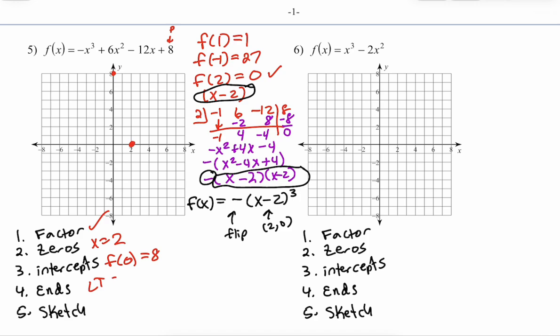The lead term is negative x cubed, which makes my left end go up and my right end go down. Always compare the power. If it's even, it acts like a parabola. If it's odd, it acts like a cubic. So if we sketch it, oh, look, the left end's going up. The right end's going down. It's a cubic that has been flipped and moved to the right 2, which is exactly what has happened. So that's why that factored form is so important.